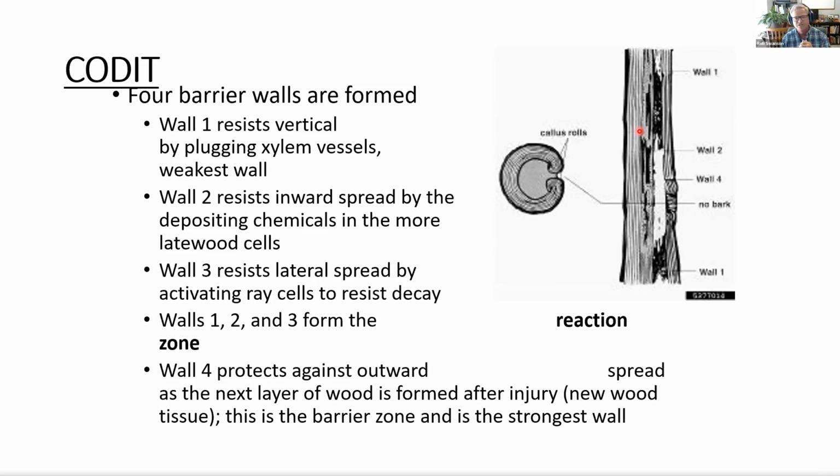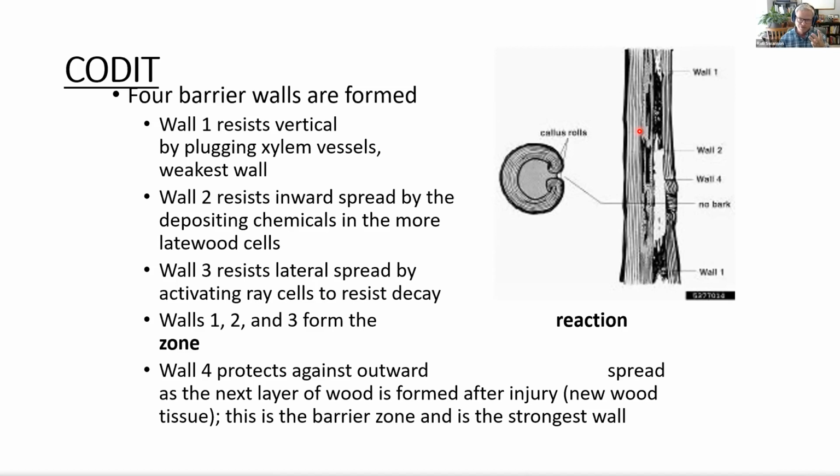Wall 2 resists the inward spread by depositing chemicals in the older wood, so towards the inside. So remember, we have these growth increments. You have the end of the previous year's growth increment. Here's this year's growth. Here's our nail sticking into this year's growth. So the first thing we're going to do is try to prevent the pathogens from being able to get up and down. We're going to try to prevent them from getting into older tissue. So now we have sort of the inward and the upward.